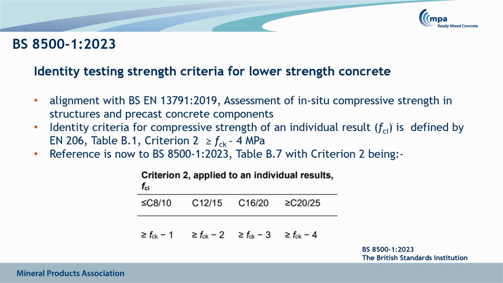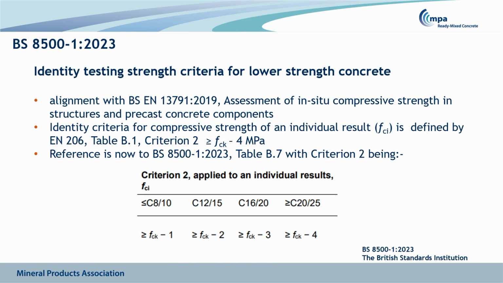So just look at some of these in a little more detail. Identity criteria for compressive strengths defined in EN 206 Table B1 Criterion 2, as most people will be familiar with, is fck-4. And this certainly makes perfect sense for normal strength concretes and certainly higher strength concretes as strength increases. But where it doesn't make a lot of sense is low strength concrete, where we have that criterion of -4 for C8/10. So you'd only be required to have a strength of 6 MPa on a C8/10 concrete.